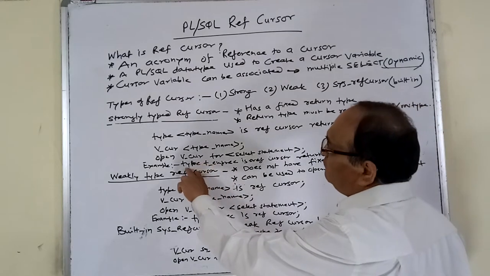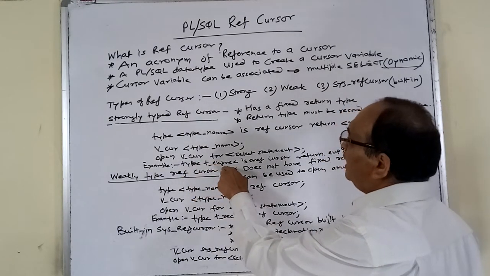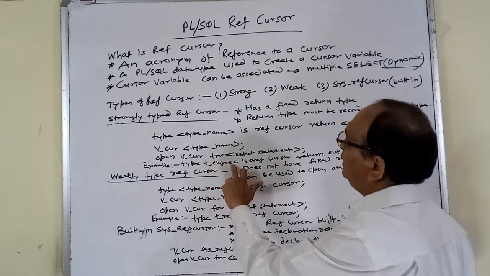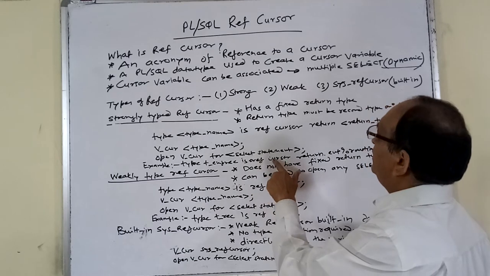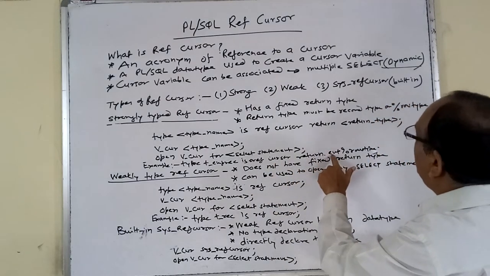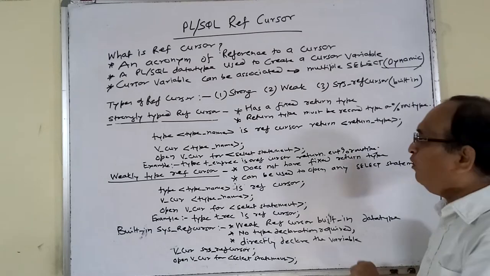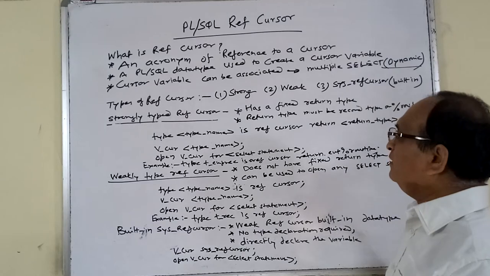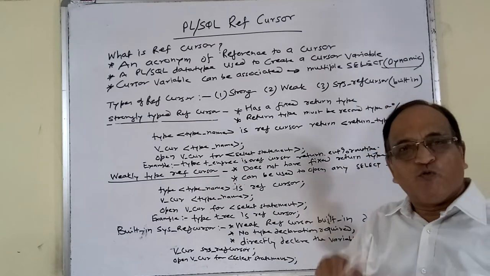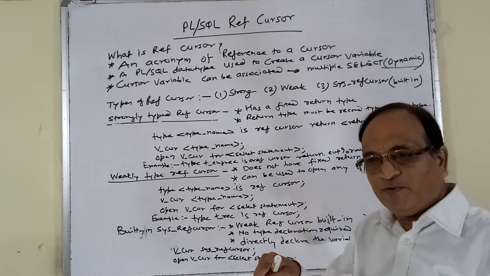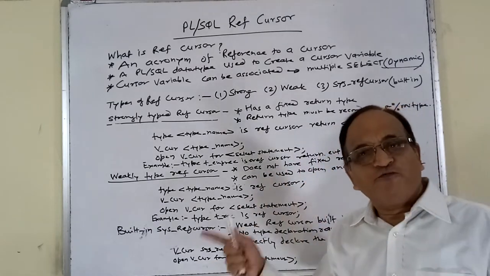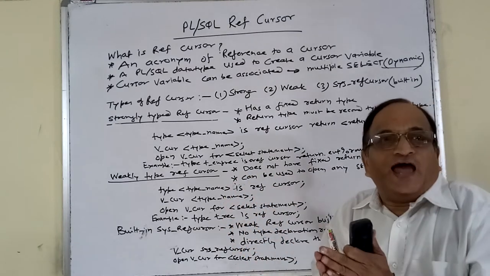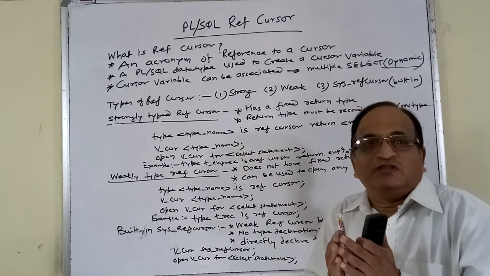I have given an example over here. I will read out this example. Type t_emp_ref, so that is the name for this type, t_emp_ref, is ref cursor return emp%rowtype. Now this is the strongly typed cursor, because this cursor is only able to work over a select statement which will return a row from the emp table, and no other table, or no less than all the columns in the emp table.